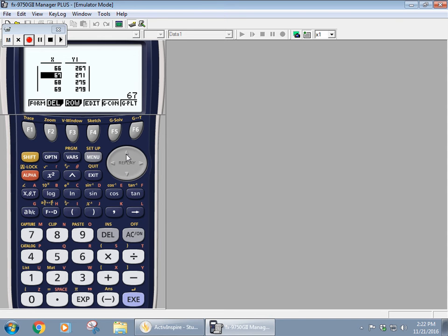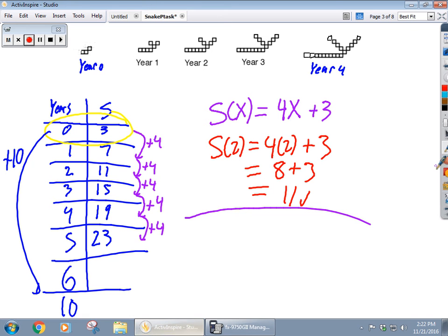If you're looking at this, we can see that Snooki is definitely wrong, because year 67 has 271 and year 68 has 275. So there is no way you could have 274. Definitely incorrect here.